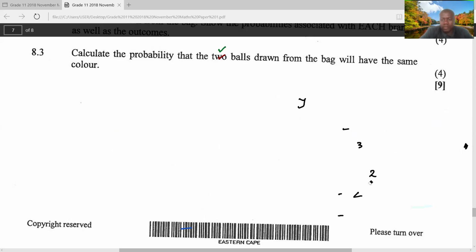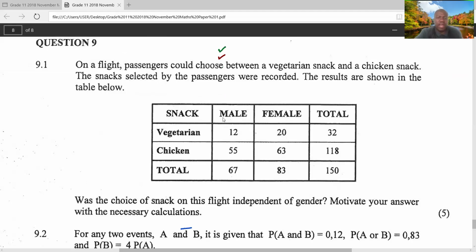Okay, then now question 9. Question 9 says, on a flight, passengers could choose between vegetarian snacks and chicken snacks. The snacks selected by the passenger were recorded and the results are shown in the table below. If you look at this table, it's called a contingency table.